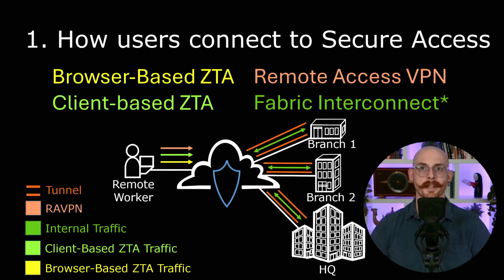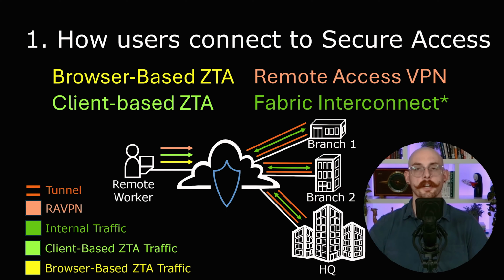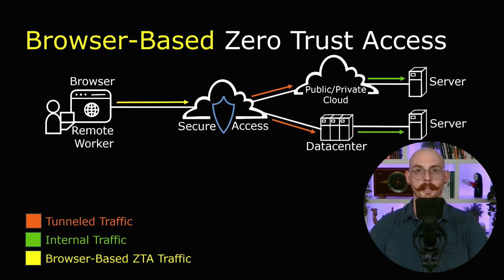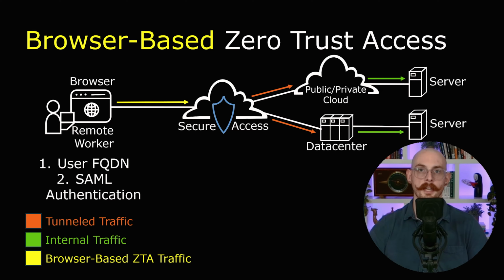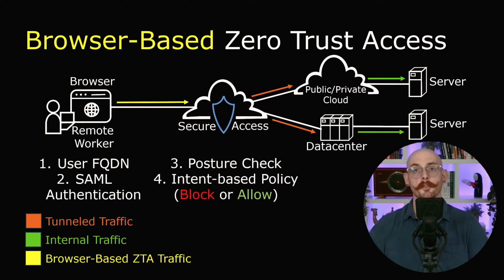As a SaaS solution, I would expect that Cisco will add additional capabilities for both internet and private access using Secure Access. Secure Access offers browser-based Zero Trust Access for web applications. Users can access the web application leveraging a fully qualified domain name that points to Secure Access, where they are then prompted to authenticate, have their posture checked, and are subject to an intent-based policy. If a user meets requirements, Secure Access will proxy access to the web application and inspect traffic using either IDS or IPS.